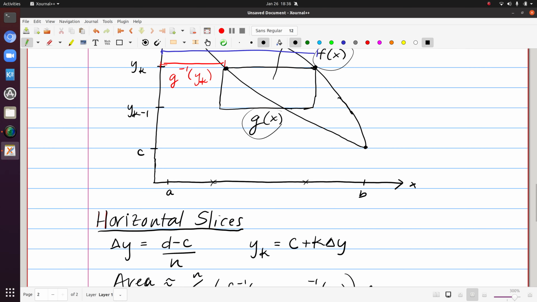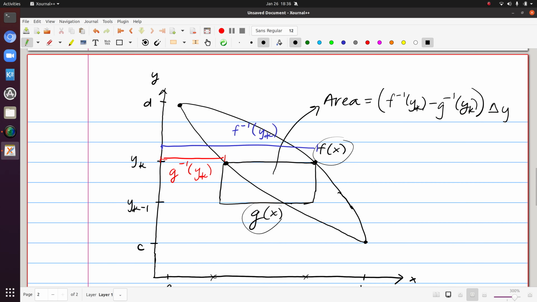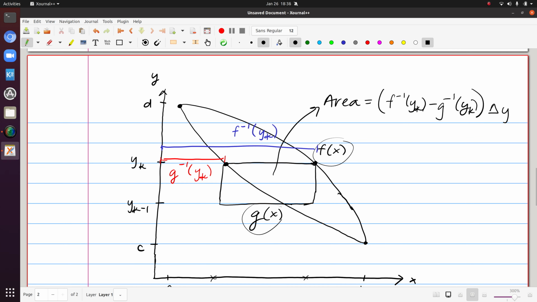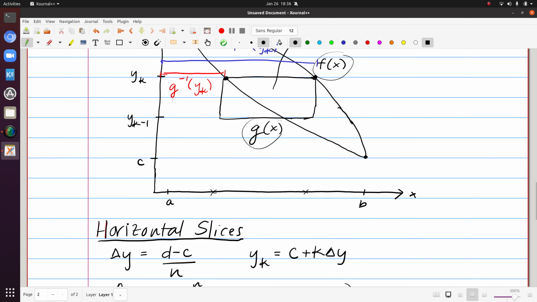And just like I said before, it does matter here which function is further away from the y-axis. And in this picture, that was the function f, and that's why I did f inverse minus g inverse. So you can always look at your picture and gauge which role each function is playing when you have bounding functions for a desired region.